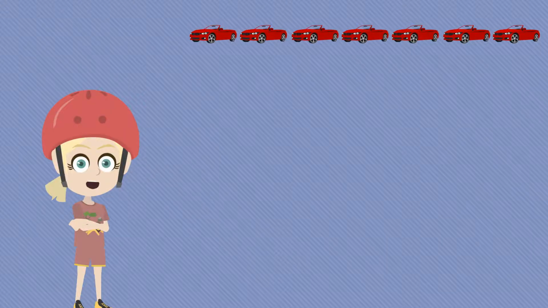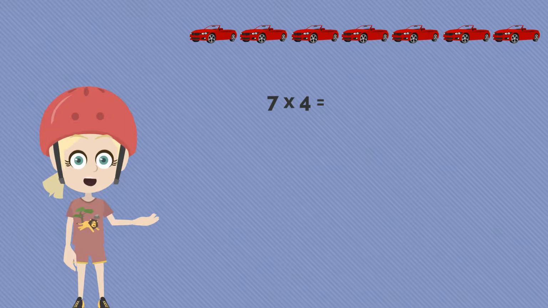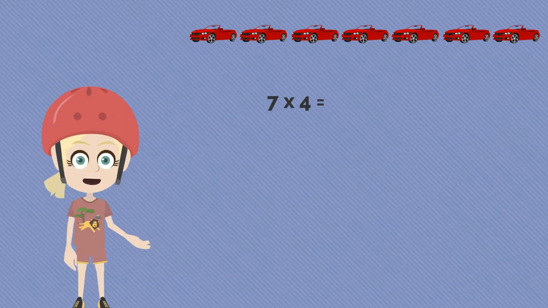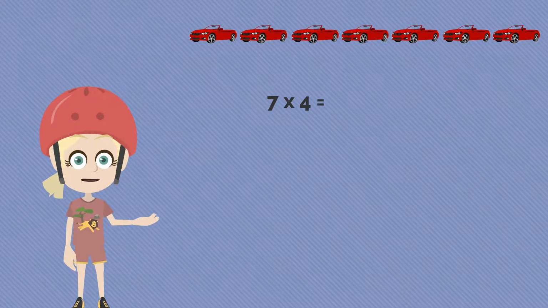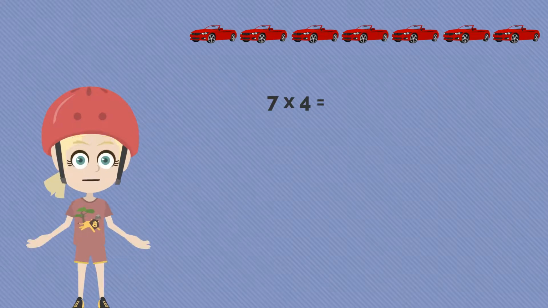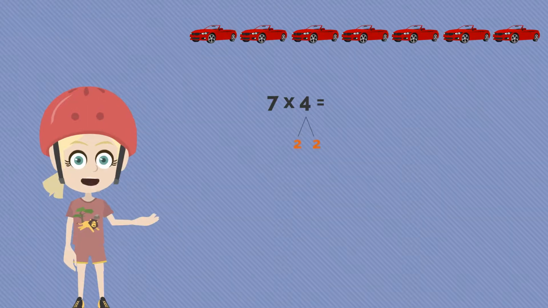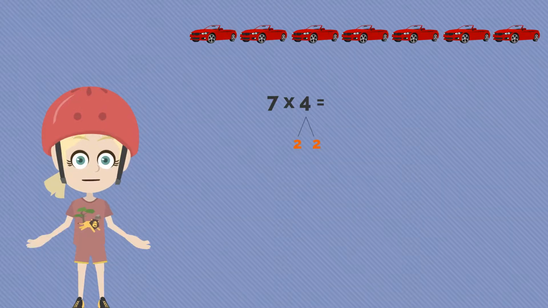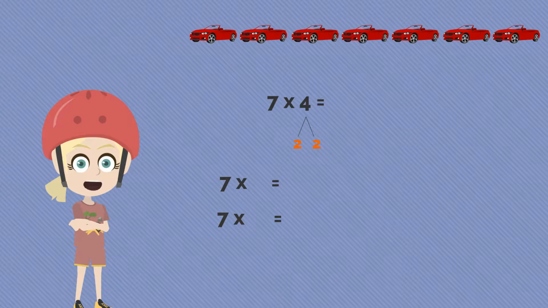Okay, here we have 7 cars. Each car has 4 wheels. So we have 7 groups of 4 or 7 times 4. Now, since we don't know the product of 7 times 4 because we didn't learn the 4 times tables, we can use the distributive property. We can split the 4 into 2 smaller factors, 2 and 2. Now we have to multiply the 7 with the 2 smaller factors: 7 times 2 and 7 times 2.